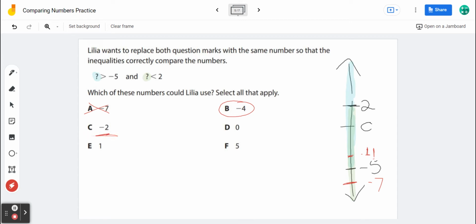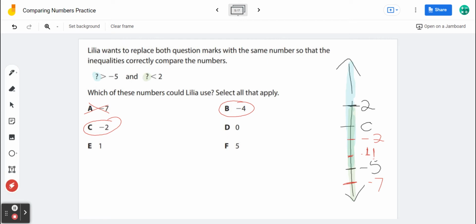C, -2. -2 is like right here. That one again is in the sweet spot. It's greater than -5 because it's above -5. It's right here. -5 is here. It's above, but it's also less than +2 because it's under +2. And then I'm going to stop here.